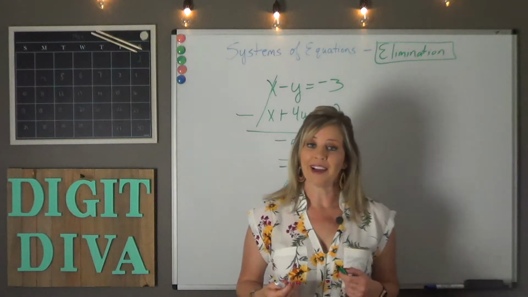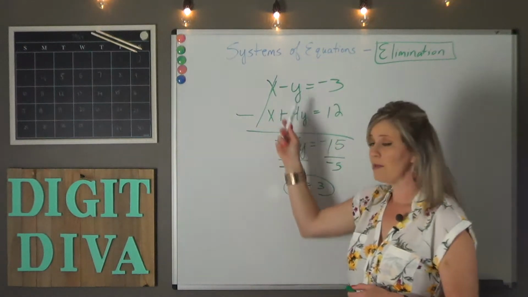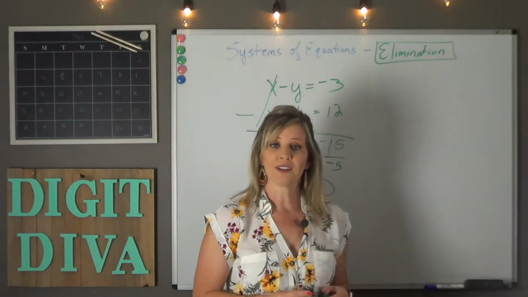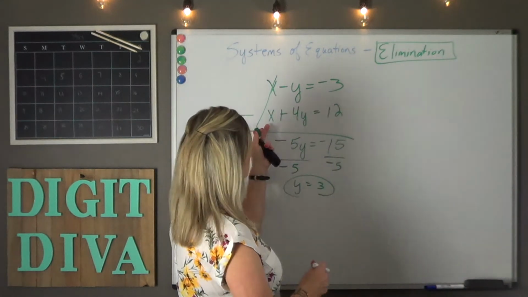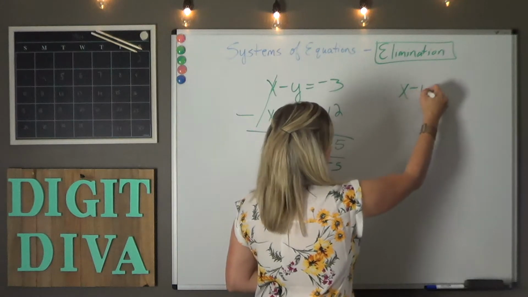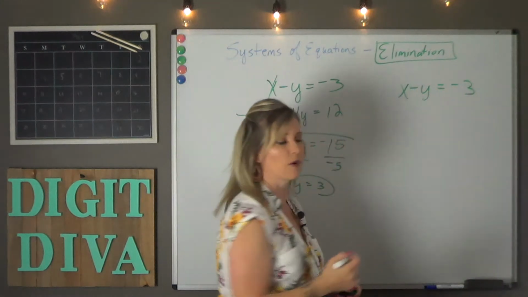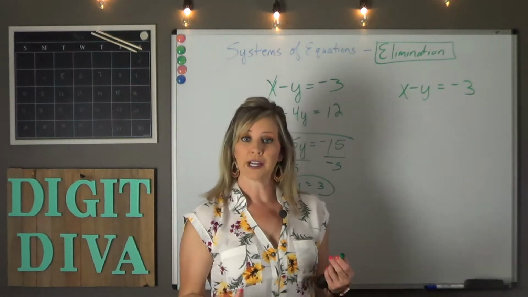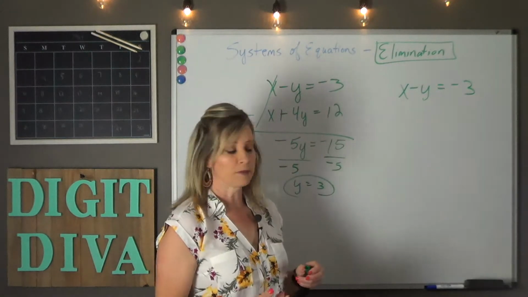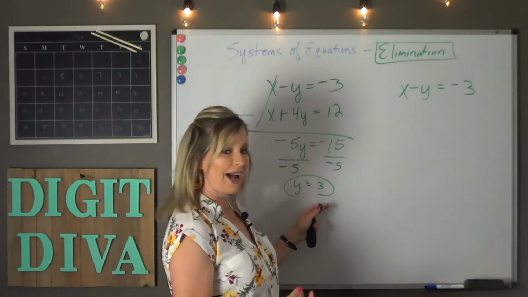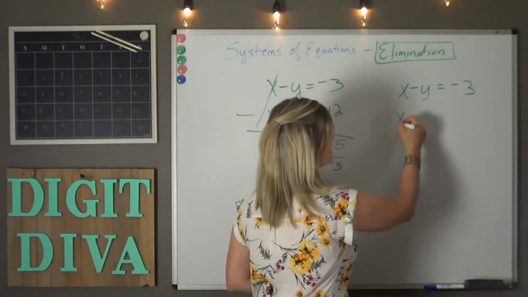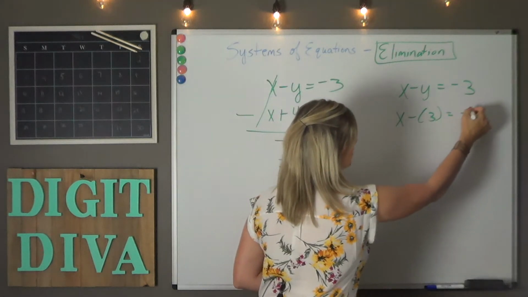How do I find my x? I simply choose one of my equations to substitute in the value of y for. And I'm going to choose x minus y is equal to negative 3. Okay? It didn't matter which one I chose. I just happened to choose the top one. And then I would substitute what y is, which is 3. So x minus 3 is equal to negative 3.